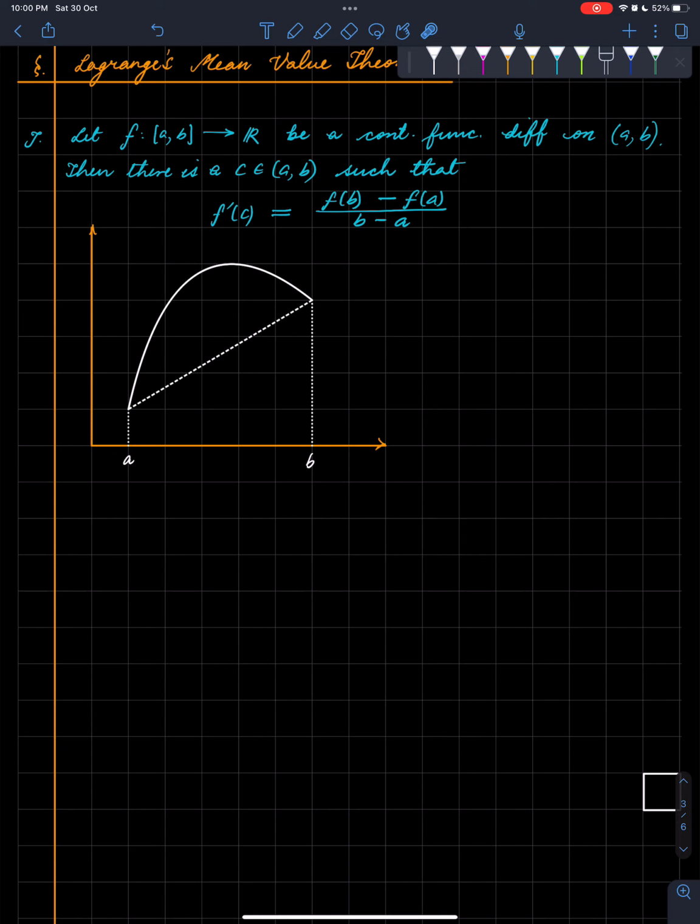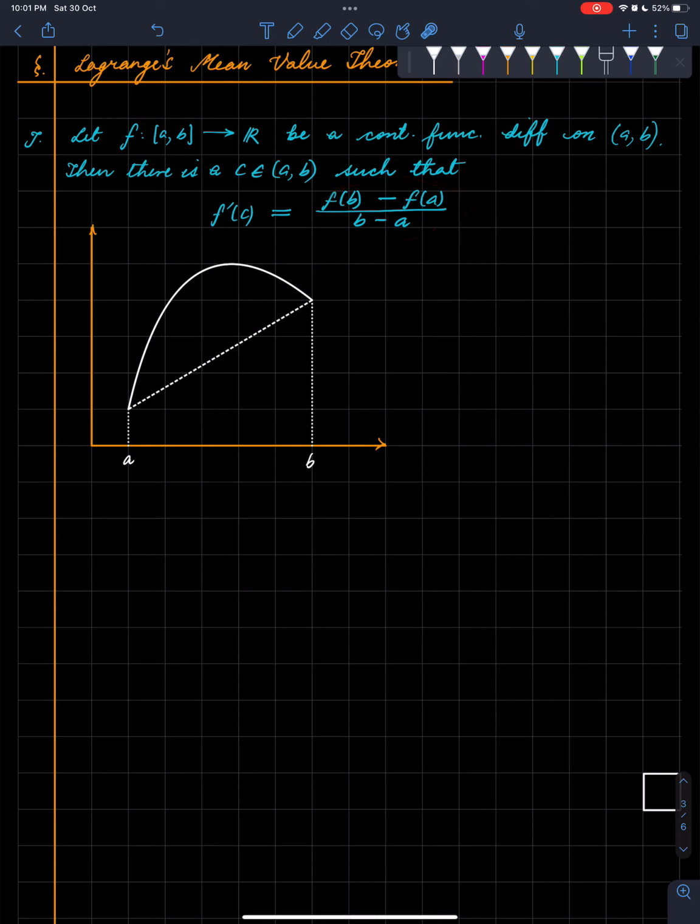All right. So now we'll be doing what is called Lagrange's mean value theorem. The hypothesis is, again, you have a function defined on the closed interval. It is continuous and it is differentiable in the open interval. Then the claim is that there is a point c in this open interval a comma b, such that the derivative of f at c equals that. And let us interpret this geometrically.